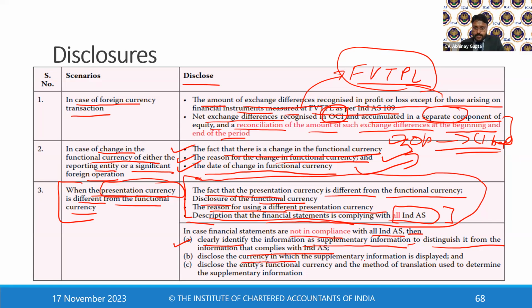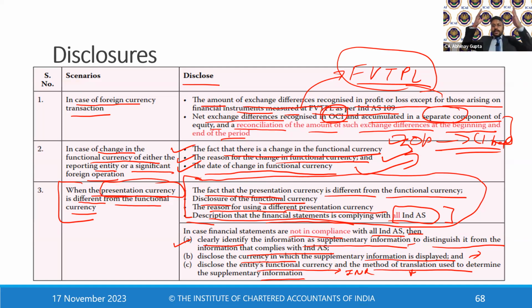Disclose the currency in which the supplementary information is displayed. That is the presentation currency only, dollar in our example. And disclose the entity's functional currency and the method of translation used to determine the supplementary information. That is, INR is the functional currency, and how the translation has been done, that I will disclose, right?